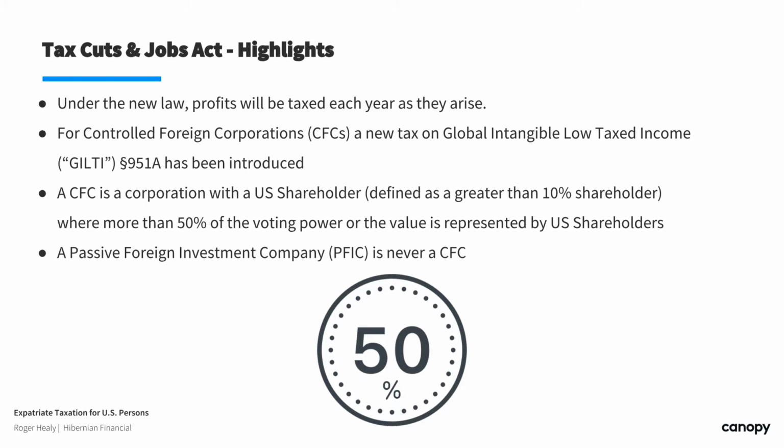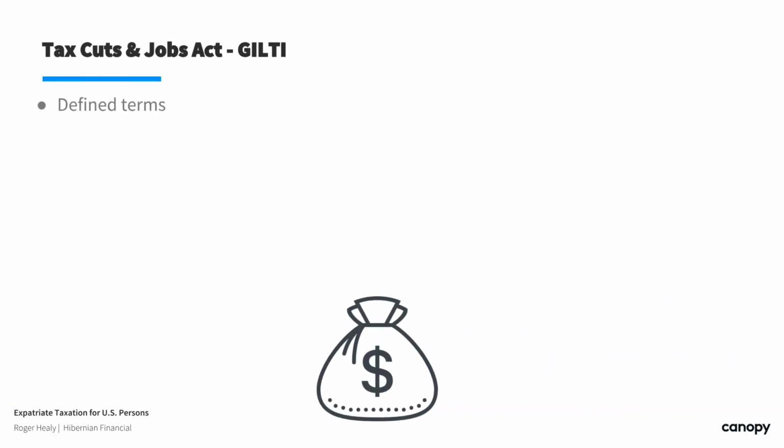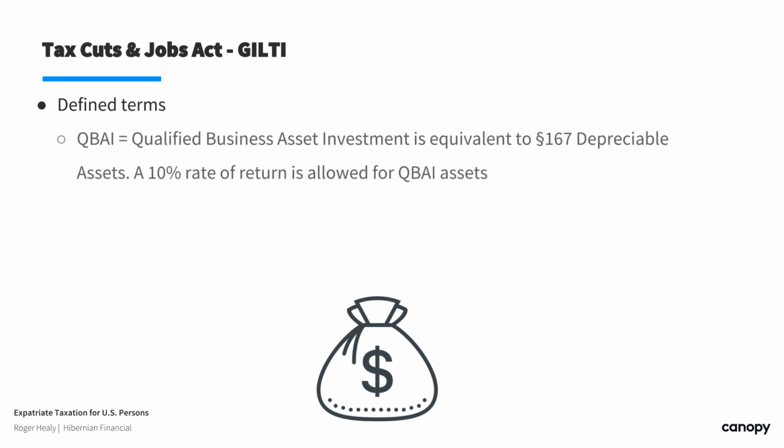A closer look at GILTI. Some of the defined terms. QBAI, Qualified Business Asset Investment. This is an equivalent to a Section 167 depreciable asset. And under GILTI, a 10% rate of return is allowed for QBAI assets.